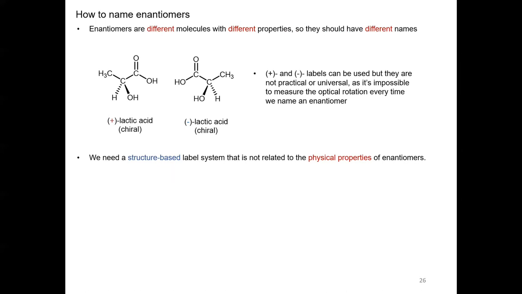So we want a naming system that is based on the structures. That means that if we know the structure of the molecule, we can have a name. Not that we know the properties of a molecule, then we have a name, okay? Because you have to test the property. So we want a system that's not related to the physical property of the enantiomer, but to the structure of the enantiomer.